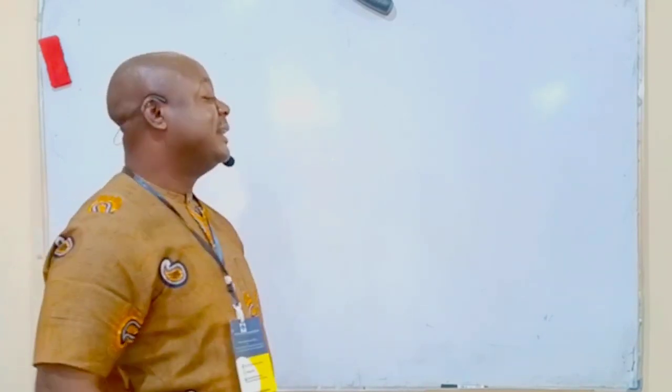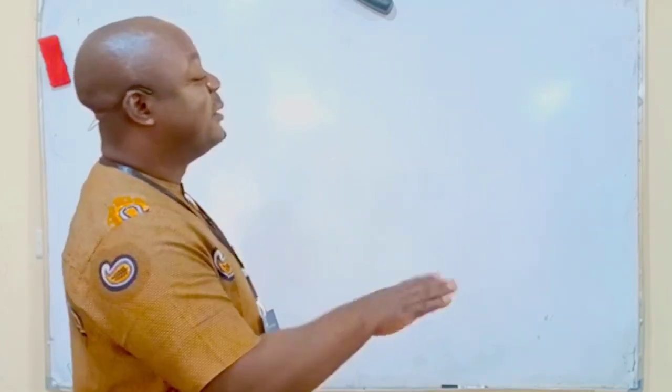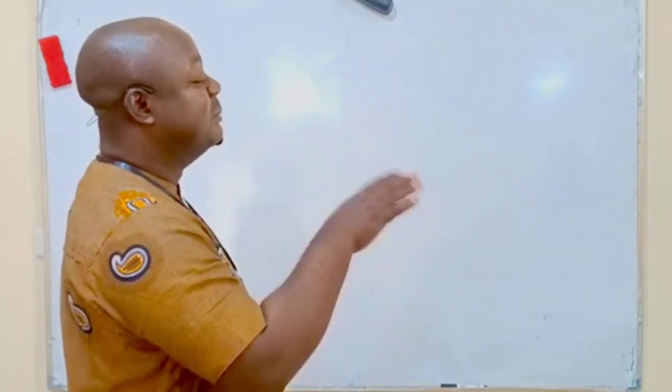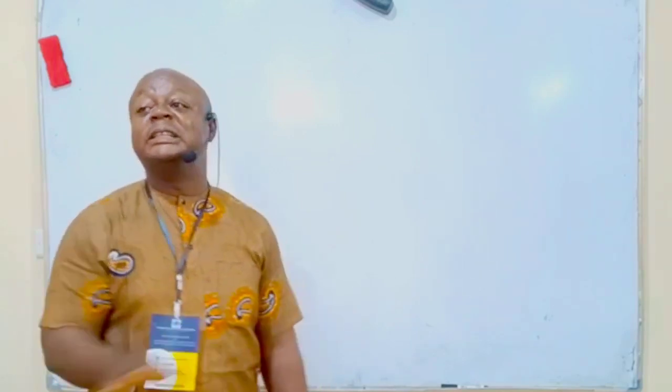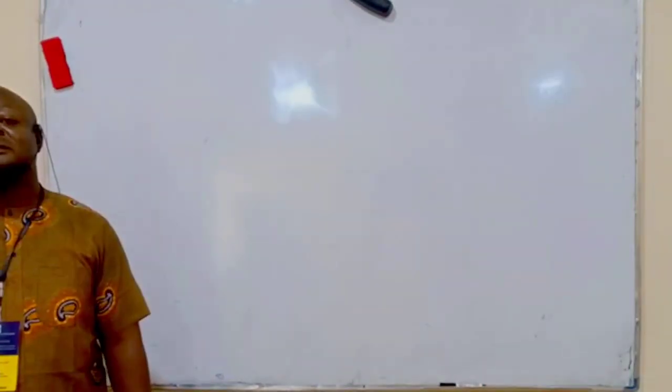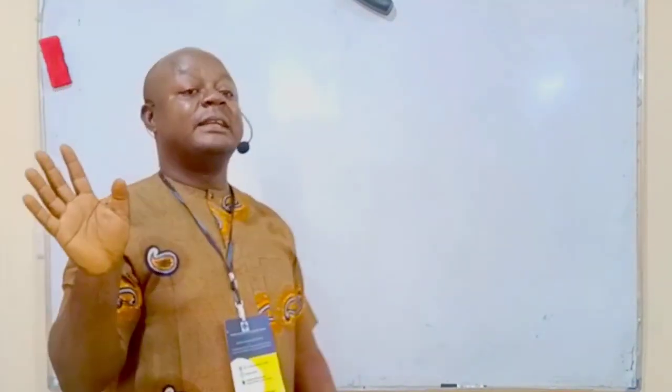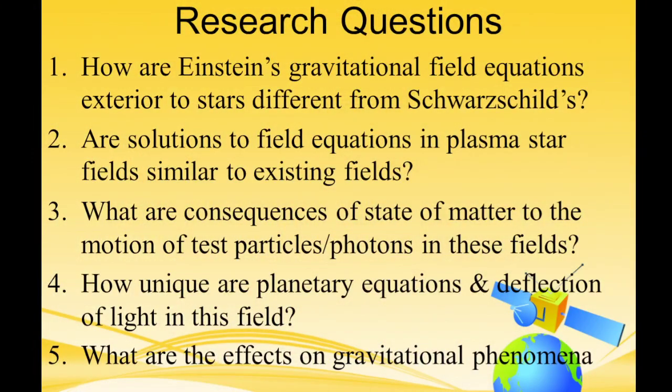Okay, then the third question is, what are the consequences of the state of matter to the motion of test particles and photons in this field? Prof said the other day that there's a fourth state of matter, and that fourth state of matter is what? Plasma. Okay, so we are now going to see whether studying the gravitational field around that has some consequences on test particles and photons.